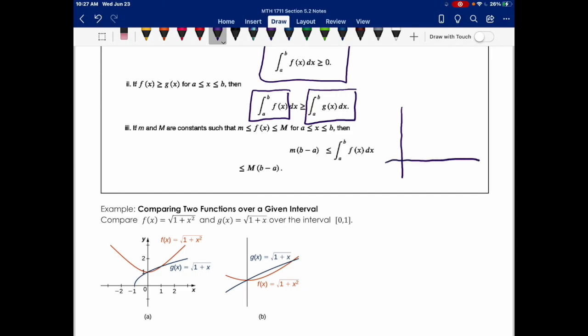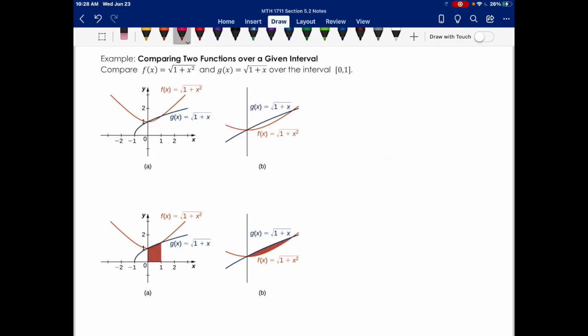So to get a picture of what that looks like, if we have some generic function f of x on some interval from a to b, and the corresponding y values for f of x fall between little m and big M, then the area under the curve on that interval is going to fall between the two values that you get when you take little m times the length of the interval from a to b and the length of a to b times big M. So let's take a look at the next example and compare the two functions over a given interval.